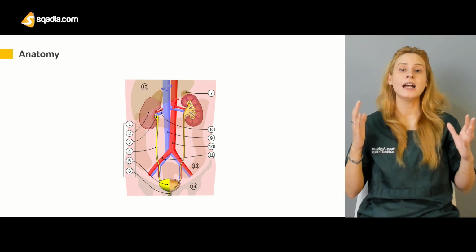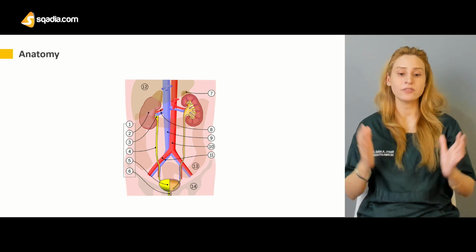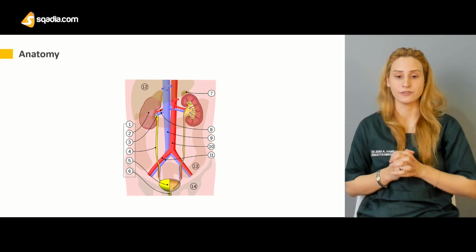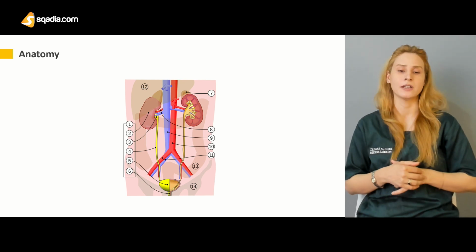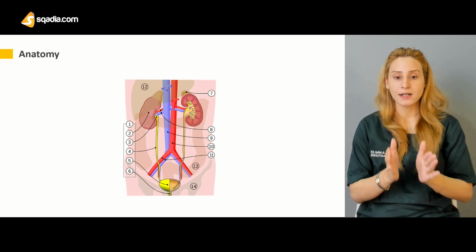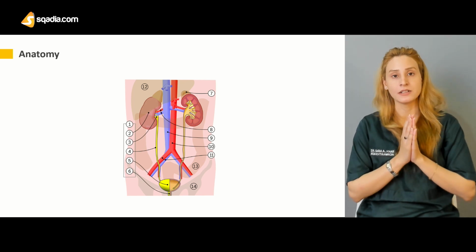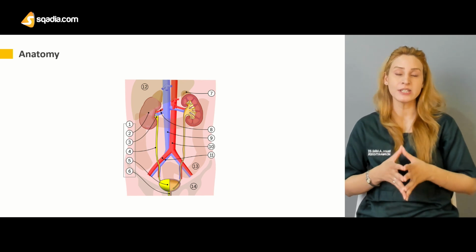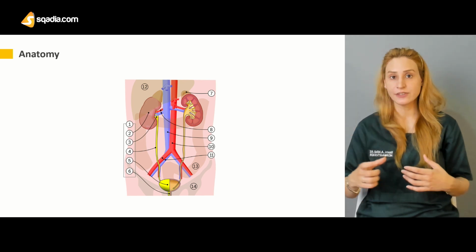all the way to the trigone of the bladder, and then you have the urethra, which is actually entering into the urethral meatus, and there are different parts of the urethra. I'm not going to go into the details of that. Now, urinary tract infections are more common in females as compared to males. The reason is the length of the urethra.